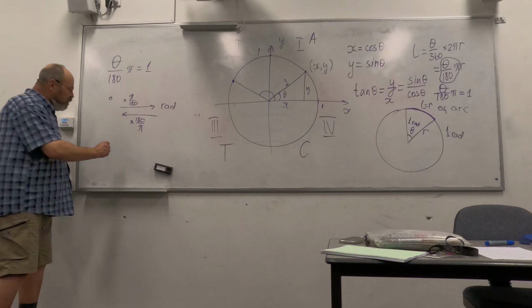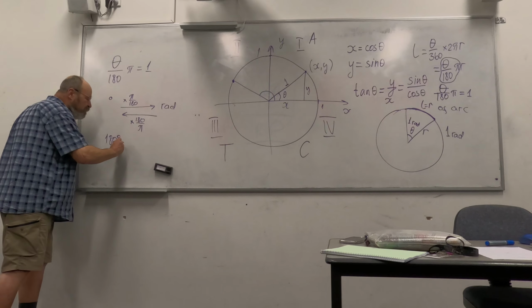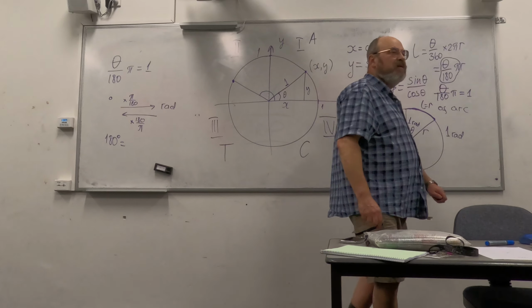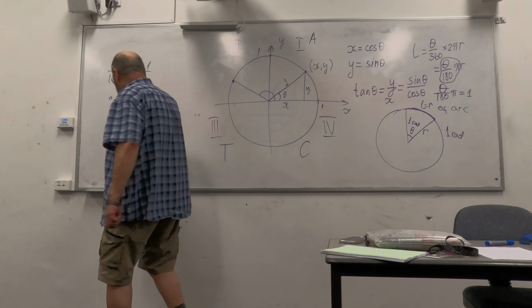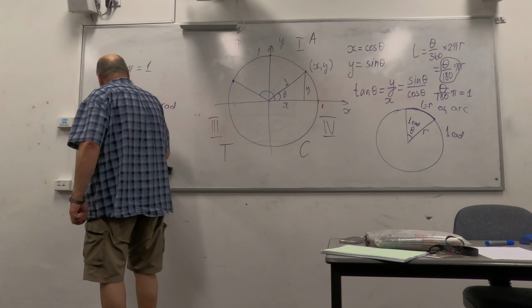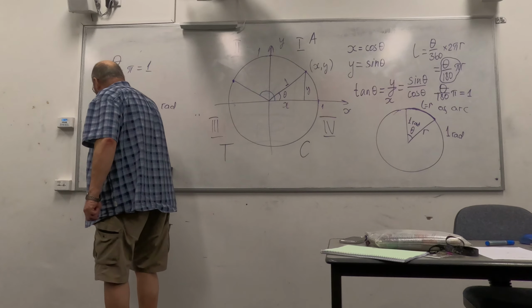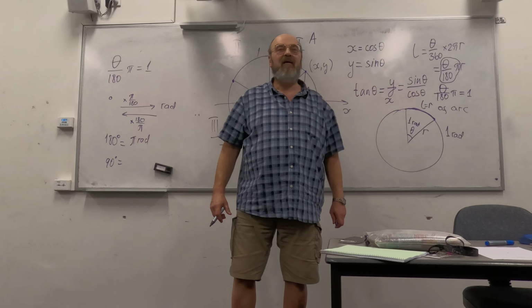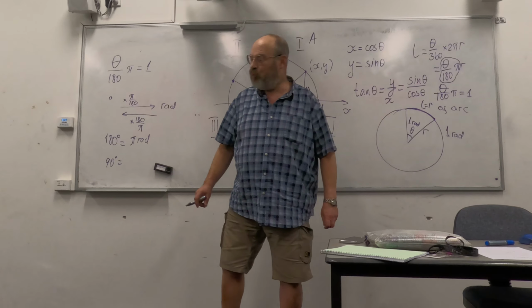So if the angle is, let's say, 180 degrees, what will it be in radians? Pi. 180 degrees equals pi radians. What will 90 degrees be in radians? Pi over 2.